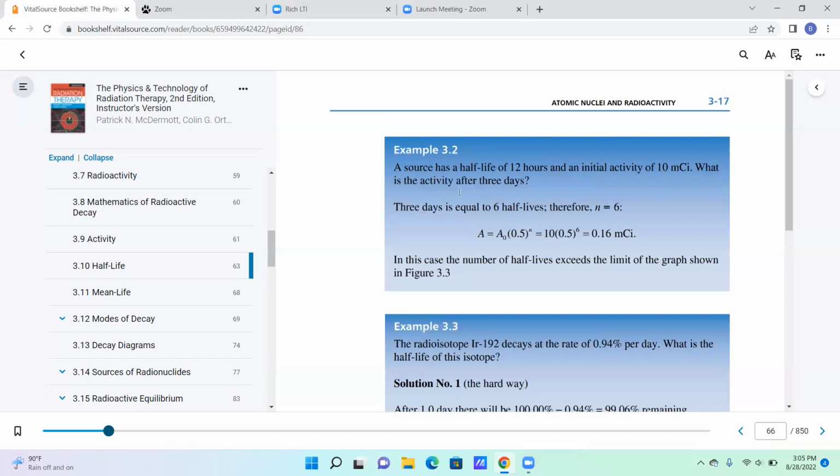If we're going to look at example 3.2, we see that a source has a half-life of 12 hours and the initial activity of 10 millicuries. What is the activity after 3 days? So 3 days is equal to 6 half-lives. Therefore, n is equal to 6. We put this into this particular formula. A is equal to A naught times 0.5 raised to the n power. Plugging all that in, we come up with 0.16 millicuries.